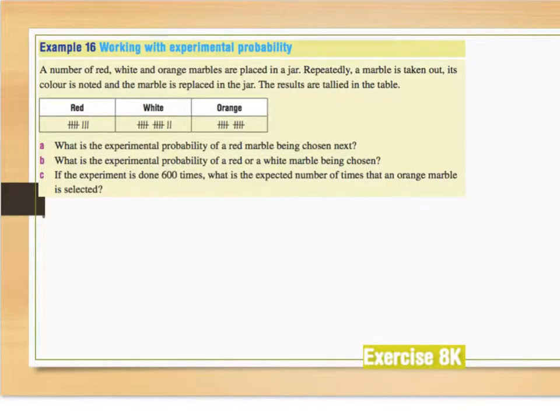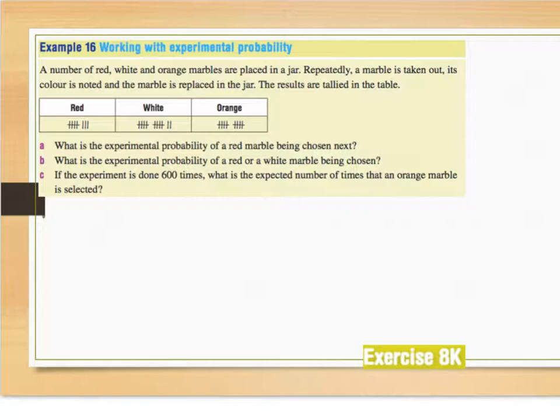Looking at example 16, working with experimental probability, a number of red, white and orange marbles are placed in a jar. Now we can't use the theoretical probability, because we don't know how many there are. So repeatedly a marble is taken out, the color is noted and it is then replaced into the jar. The results are tallied in the table, and now they're going to ask us a couple of questions. Again, I can't use the probability theoretically, because I don't know how many there are of each color. So I can only use the results that they've given me.